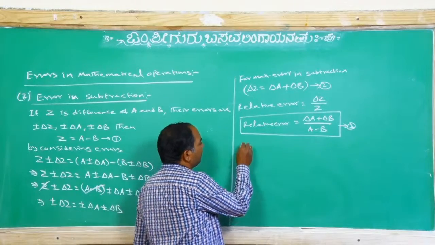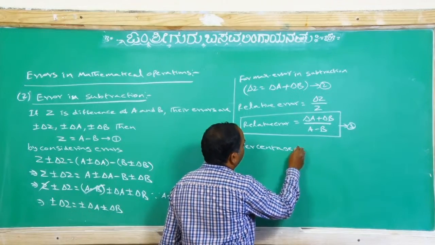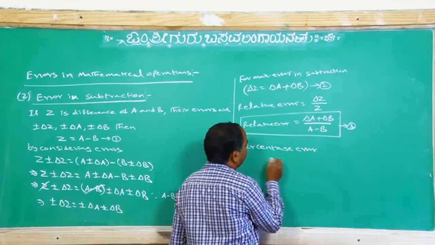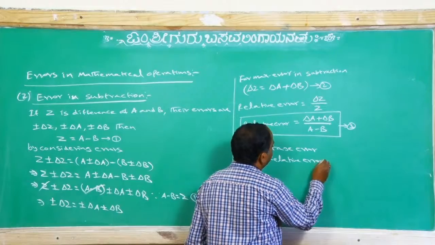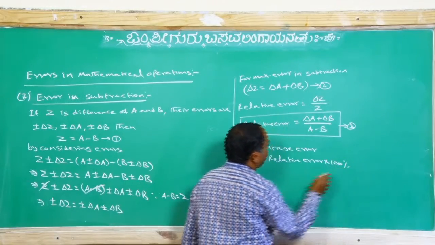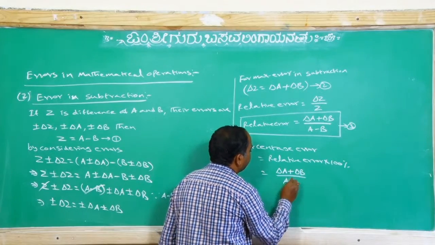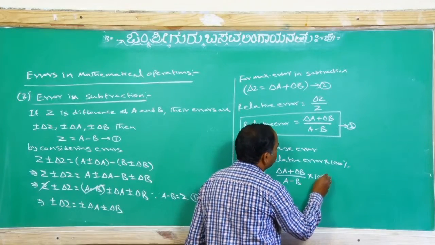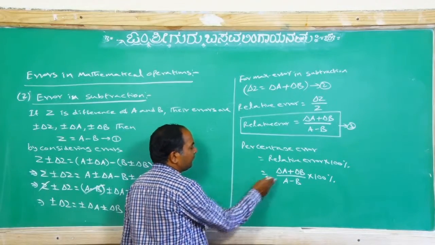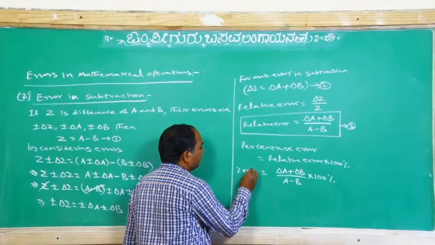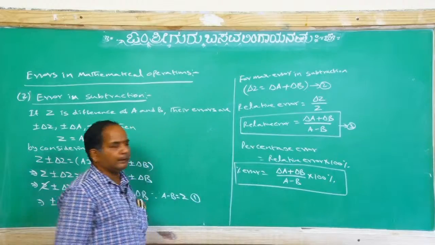Next, here we may find the percentage error. What is the percentage error here? That is equal to relative error into 100%, that is, delta A plus delta B divided by A minus B into 100%. So this is the percentage error: delta A plus delta B by A minus B into 100%.